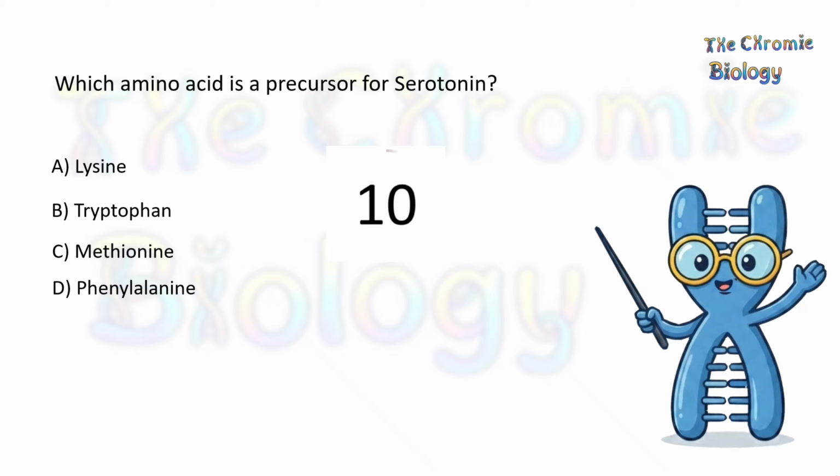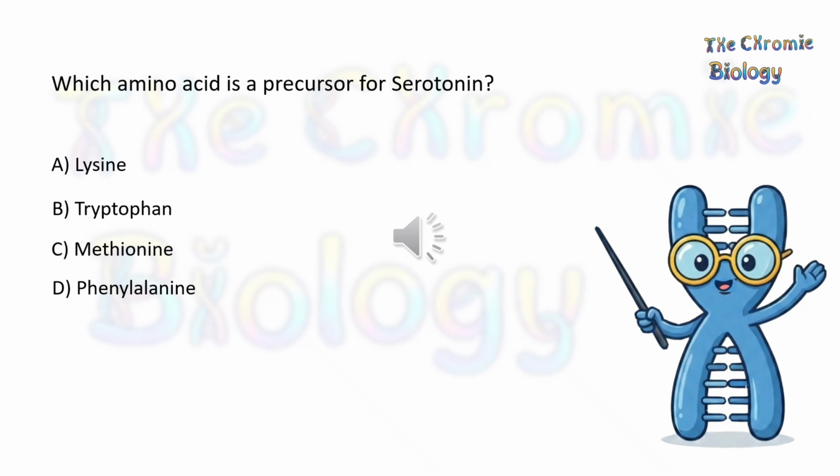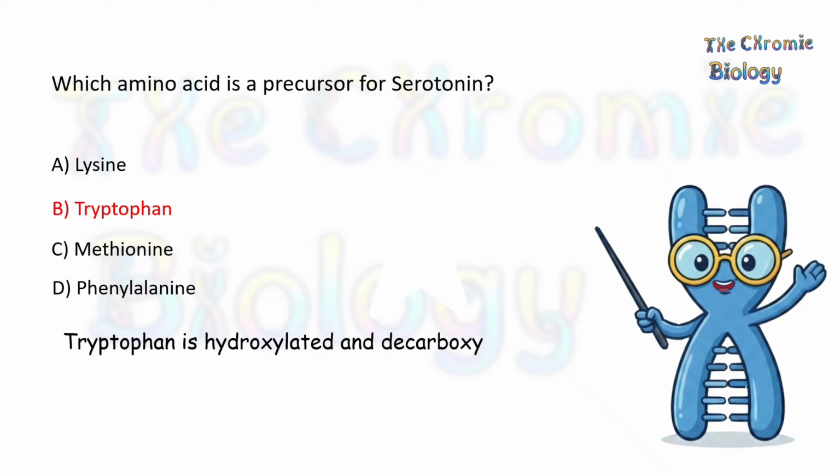Here is your countdown. The answer is tryptophan, because tryptophan is hydroxylated and decarboxylated to form the neurotransmitter serotonin.